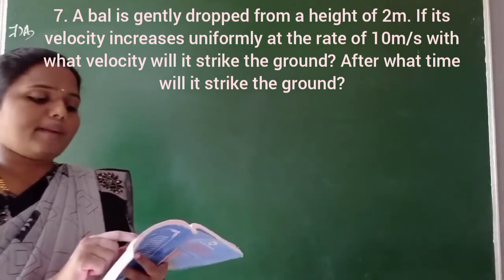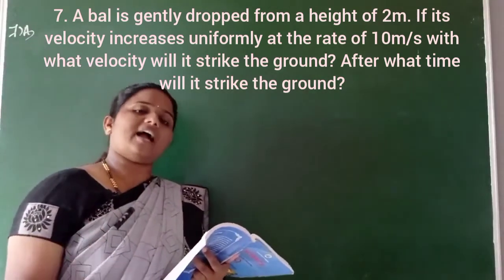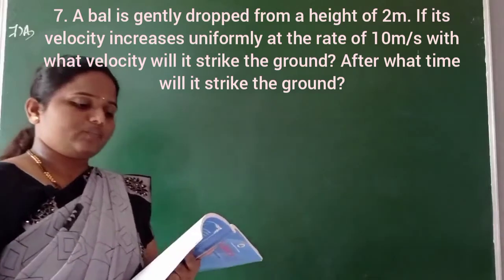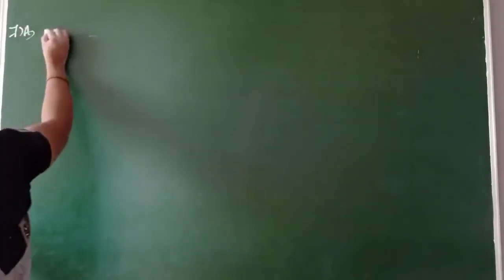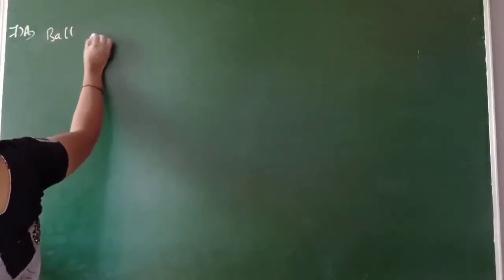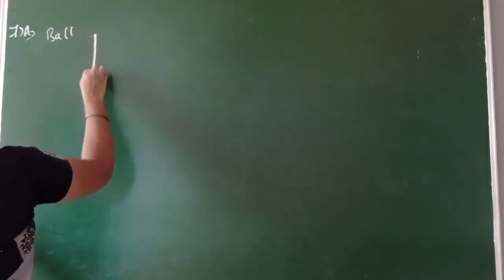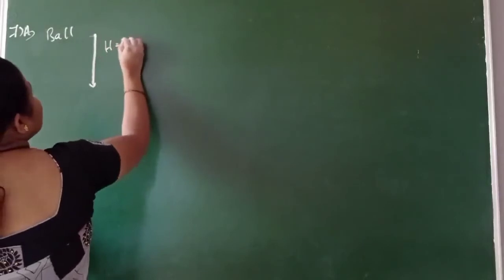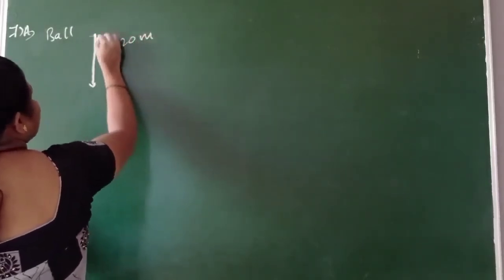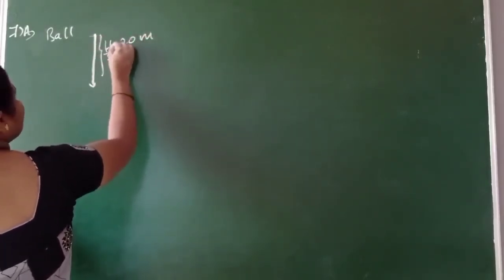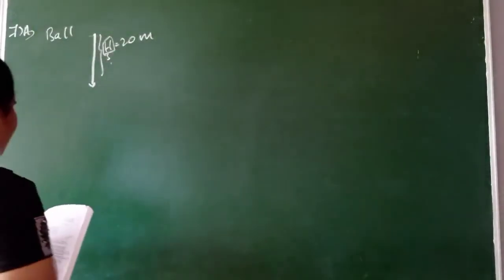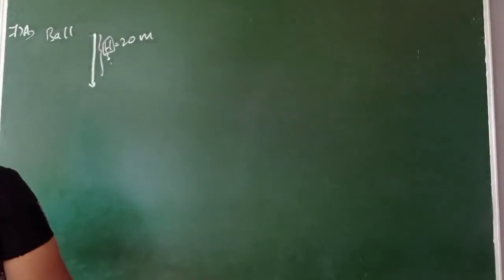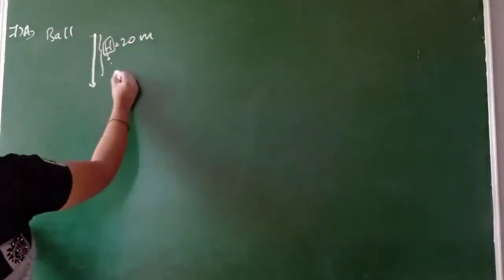A ball is gently dropped from a height of 20 meter. Let us imagine, children, a ball is dropped from this point to the ground, isn't it? What is this height, children? It is 20 meter, nothing but a distance, isn't it, children? Height is nothing but a distance. So its velocity increases uniformly, and a uniform increase in velocity is nothing but acceleration, children.